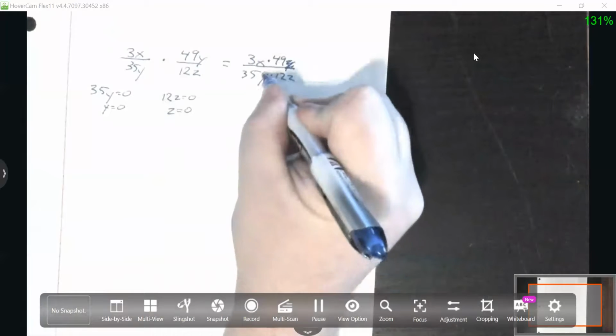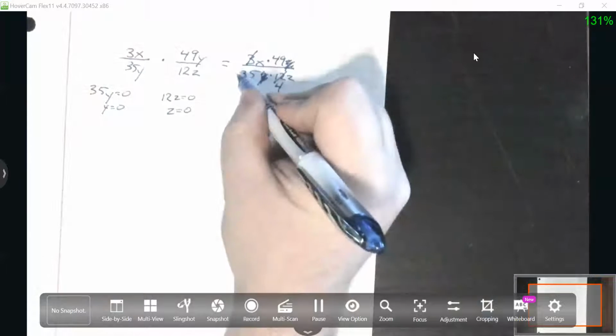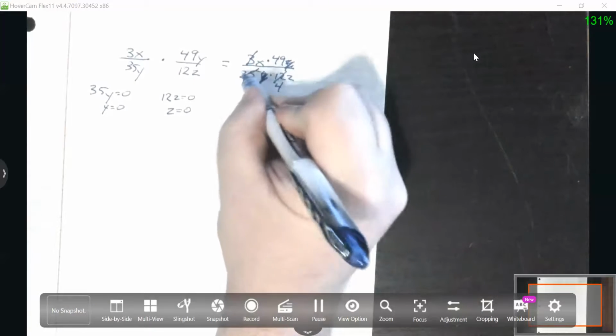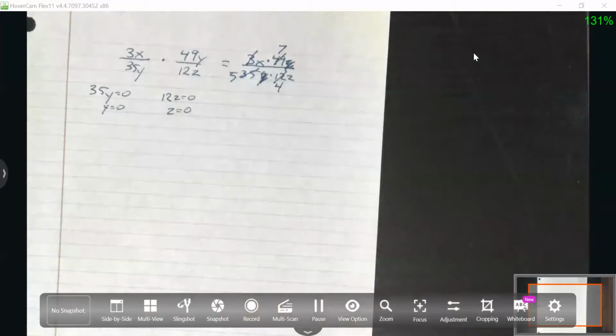So I got a y on top, y on bottom, so those cancel out. 3 can cancel with the 12, leaving a 4 behind. 35 and 49, 7 goes into both of those. And that looks about what I could do with it.